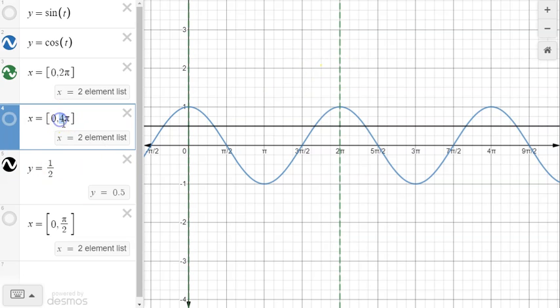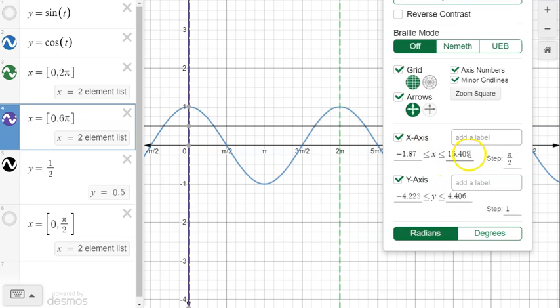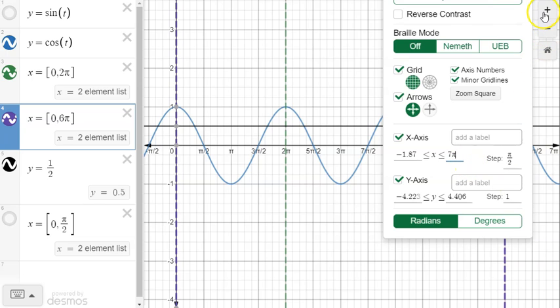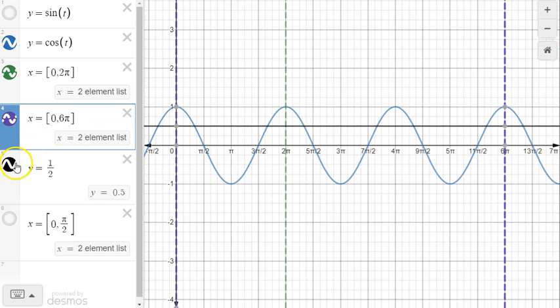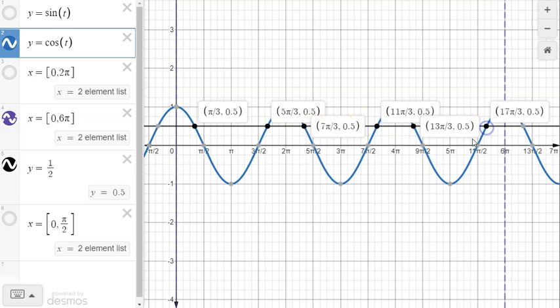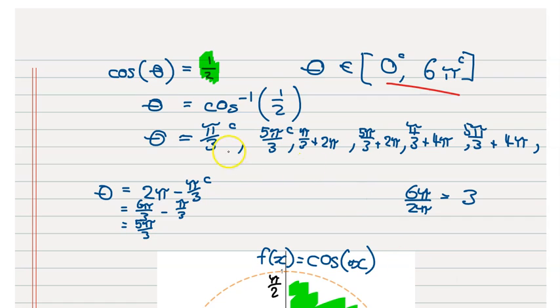If we extend the domain to 0 radians to 6 pi radians, let's zoom out a little bit more, go to 7 pi, perfect. Turn off our original period. So notice that we're going to get all of these values here. So 1, 2, 3, 4, 5, 6. And we've got 1, 2, 3, 4, 5, 6. So calculating all of these values in here.